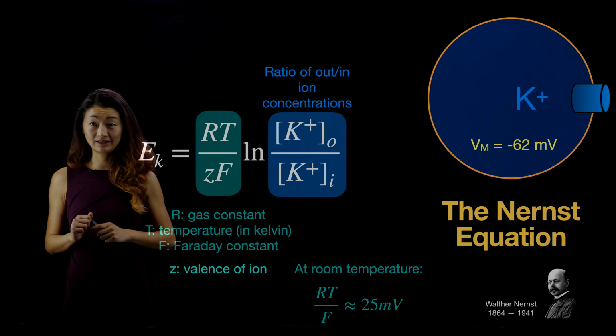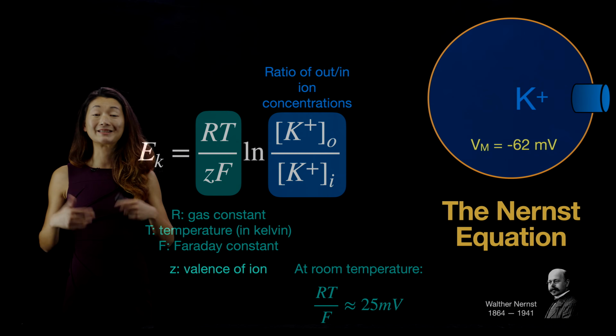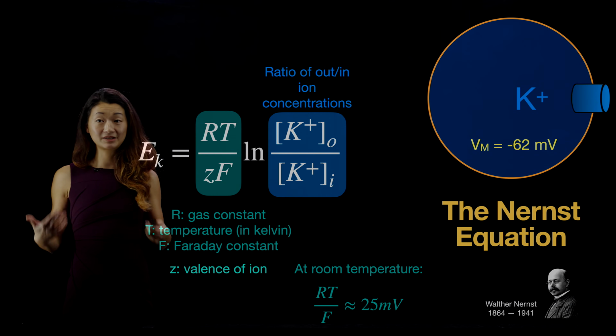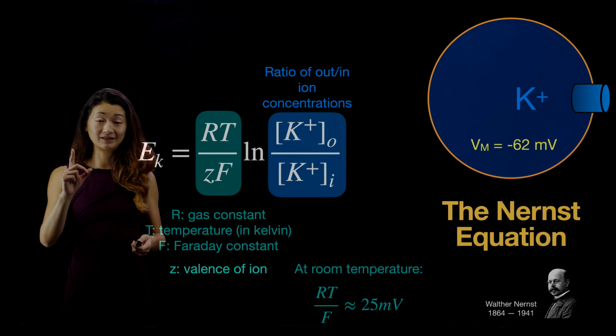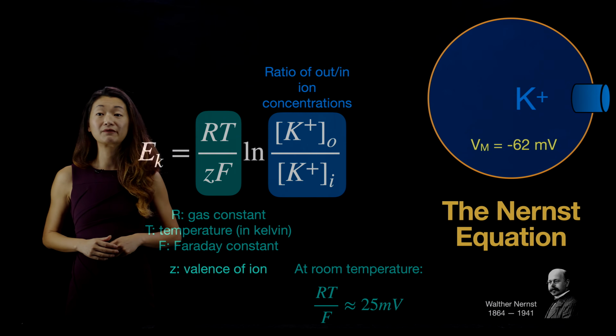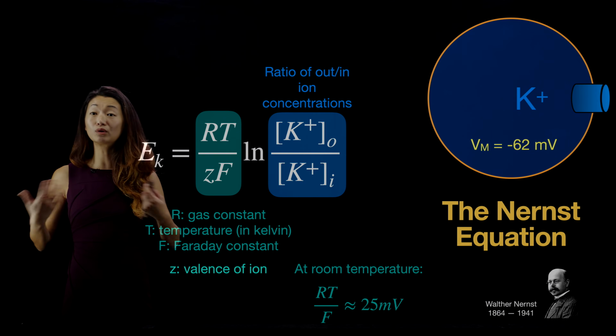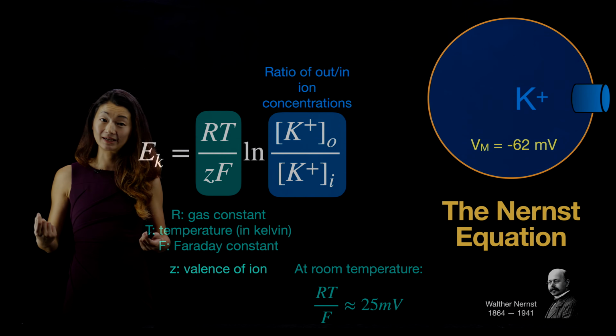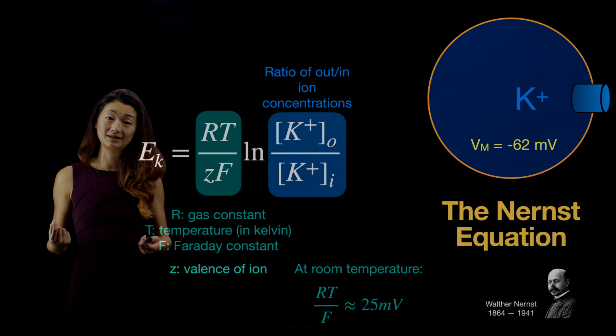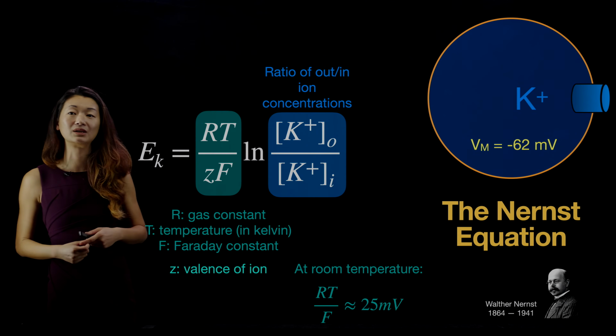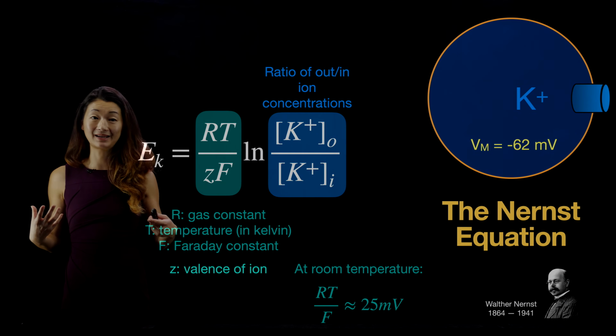Now it's RT over F, and then we also divide by Z. Z here is the valence of the ion. So for potassium, it is a positive ion of charge 1, so valence Z would be plus 1. Similarly for sodium, Z would be plus 1. For chloride, because it's a negative 1 charged ion, valence would be negative 1 in this particular case. So Z does change depending on which ion you are looking at.